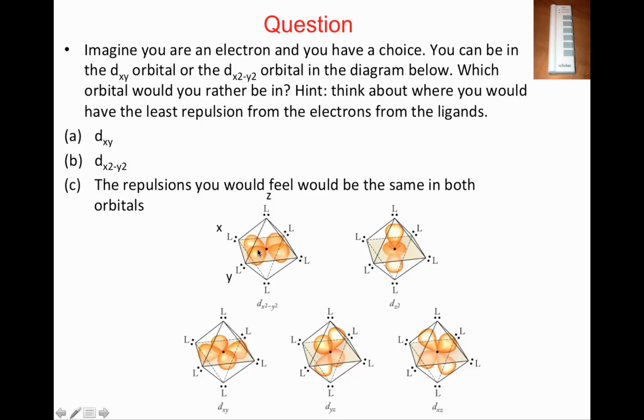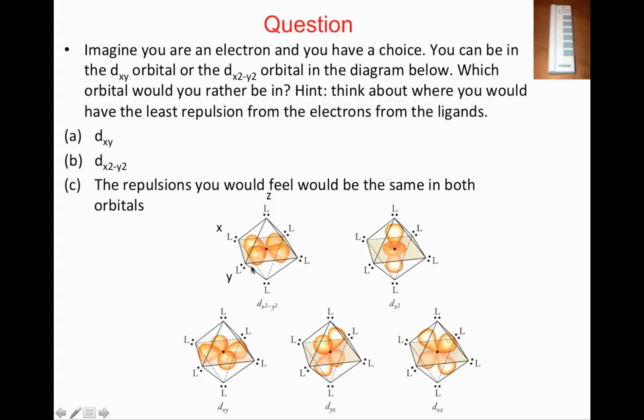So this question now embodies some of the most important concepts that I've been trying to get out without actually giving you the answer. So imagine that you're an electron and you have a choice. You can be in the dxy orbital, so you can be here, or you can be in the dx squared minus y squared orbital in this diagram. The question is, which orbital would you rather be in? And here's a hint. Think about where you would have the least repulsion from the electrons from the ligands.